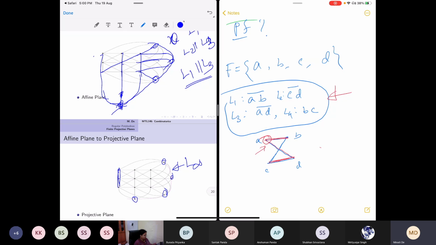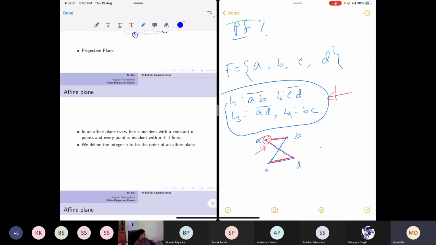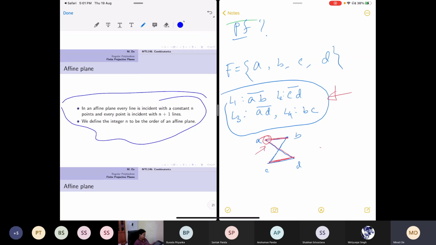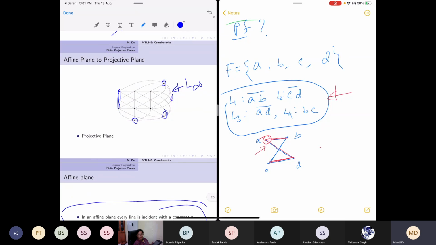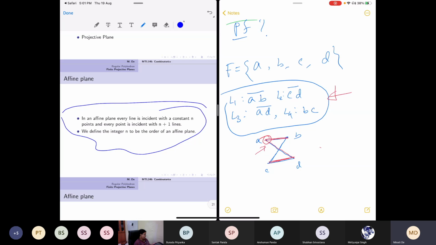So if you do that, then basically the affine plane becomes a projective plane, right? So that's the transformation. And if you have that, then these are the properties which are very straightforward, and one can prove them directly from the properties which we have proved for finite projective planes. Okay, so what are the properties? For example, if you consider any affine plane, you will see that every line is incident with a constant number, n many points, and every point is incident with n plus 1 many lines. Okay, that's the difference.